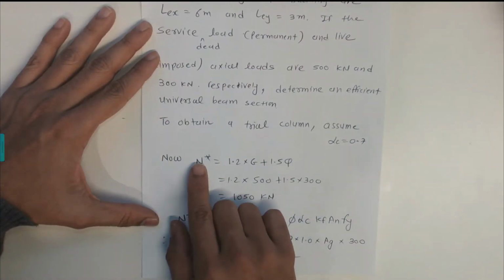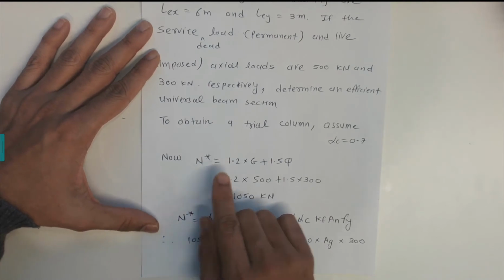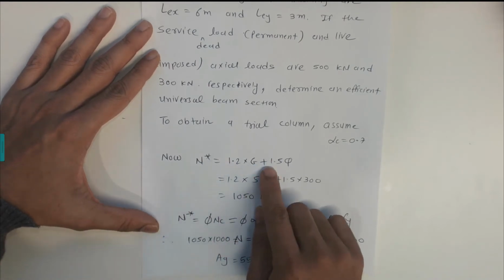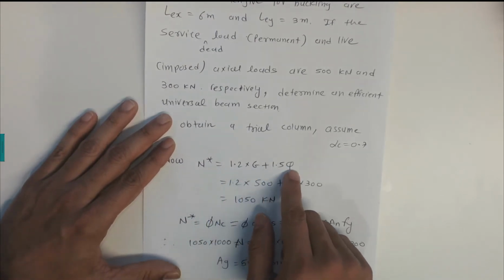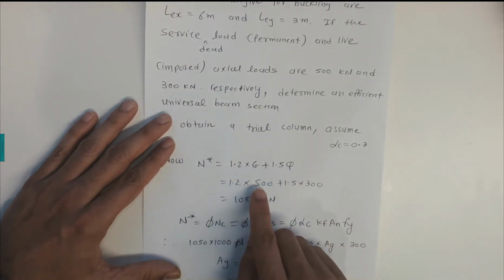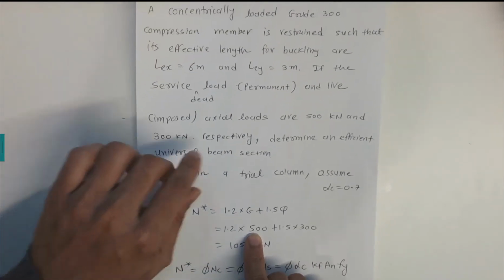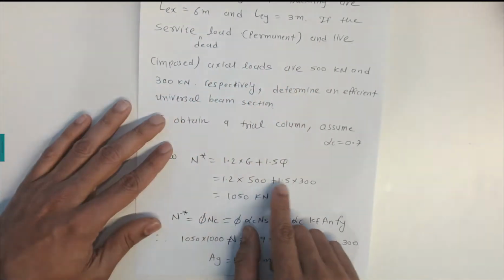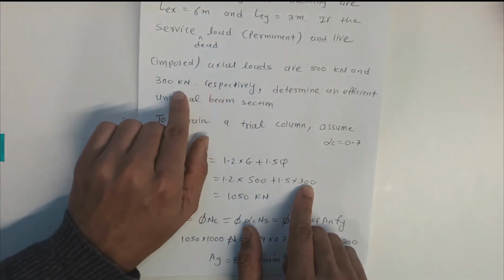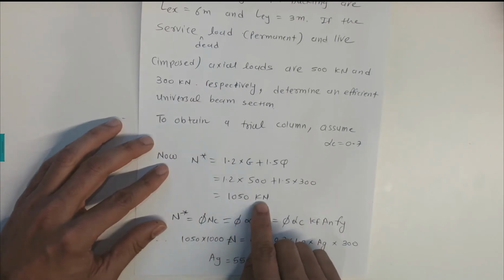So now the design load is 1.2 times dead load plus 1.5 times live load. So 1.2 times the dead load, which is 500 kilonewtons, given in the question, plus 1.5 times the live load, which is given as 300 kilonewtons, gives 1050 kilonewtons.